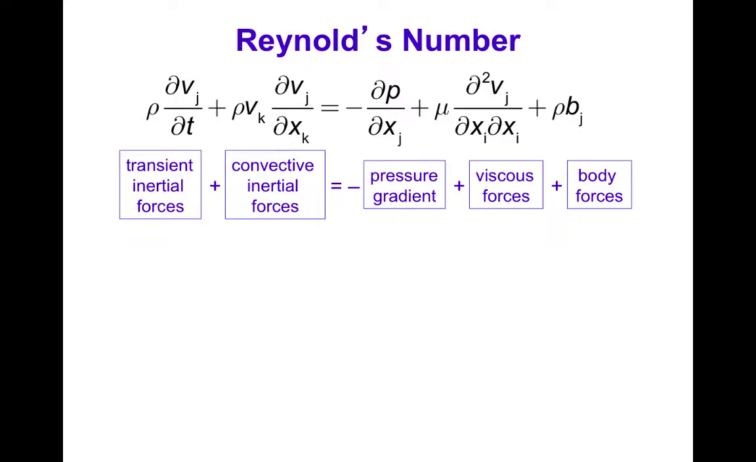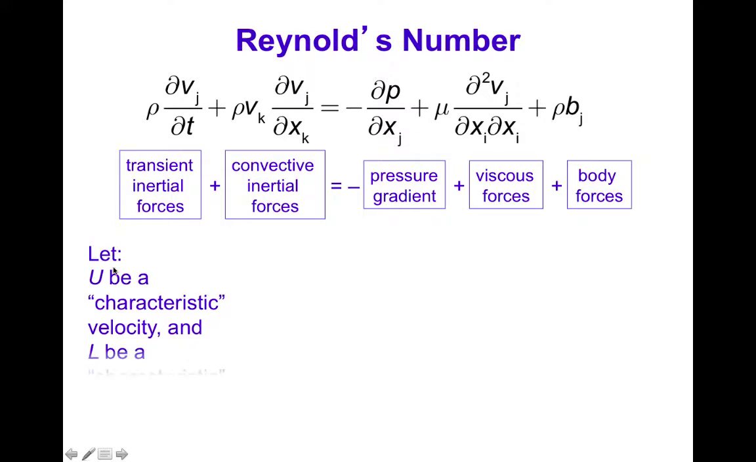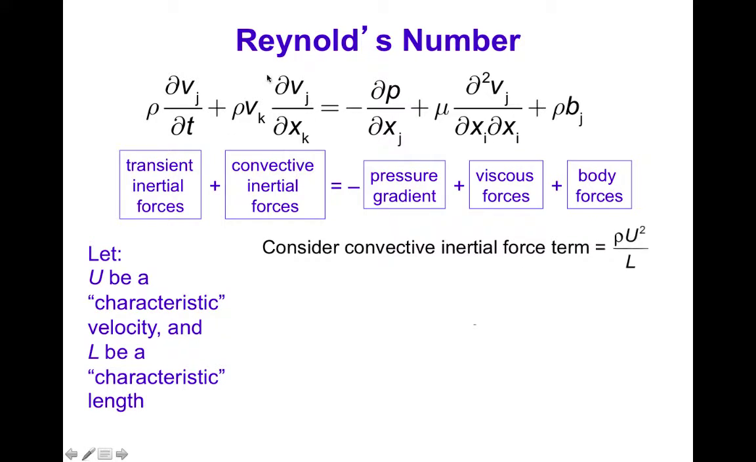So just to see what the Reynolds number means, it's useful to go back and look at the terms of the Navier-Stokes equations and to look at their dimensions. If we let capital U be the characteristic velocity and L, which we called D in the last slide, be the characteristic length, then we could write down the dimensions, using these quantities, of the different terms in the Navier-Stokes equation. For example, the convective inertial term would have units of rho times U squared over L. So U is a characteristic velocity, L is a characteristic length scale, and rho U squared over L is an order of magnitude estimate, if you like, of the convective inertial term.